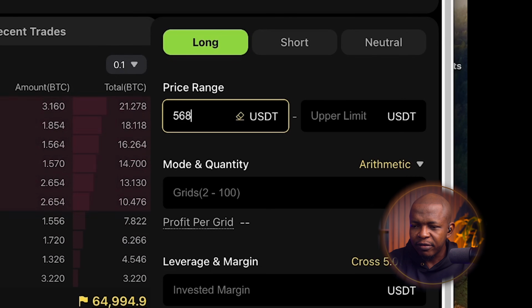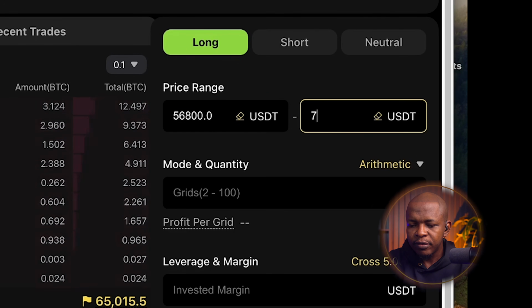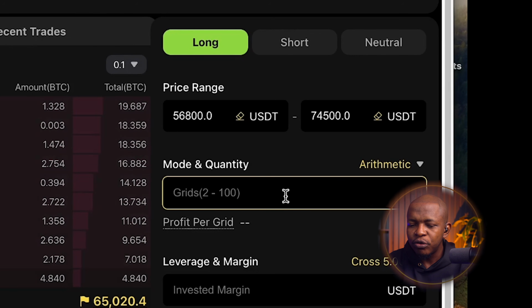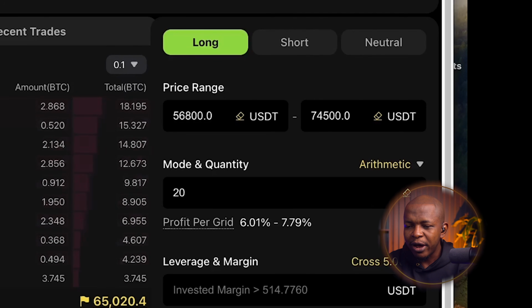I can leave it as 56,800. Then the upper limit is 74,500. Now, what is the number of grids I want? I have 2 to 100. You can enter whichever number you want, and this is what happens.